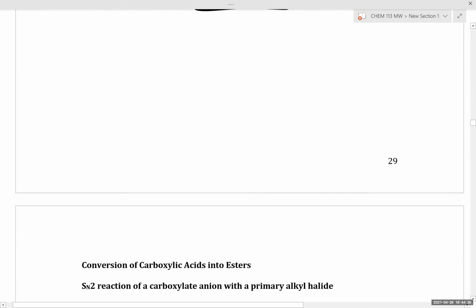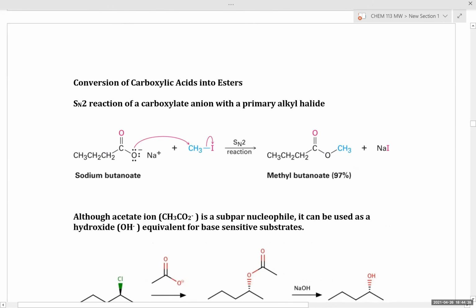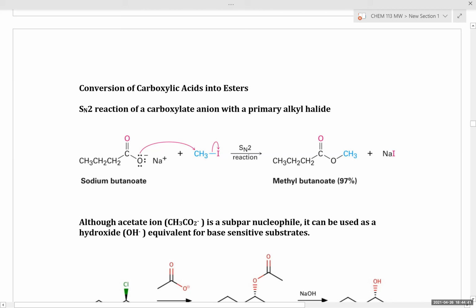Okay, so let's keep going now, and let's talk about another way to convert carboxylic acids into esters. In this case, just like we've used acetate in the previous example as a nucleophilic species, we can also prepare esters via an SN2 reaction of a carboxylate anion with a primary alkyl halide. This is a textbook SN2 reaction where our nucleophilic acetate ion displaces our iodide leaving group.